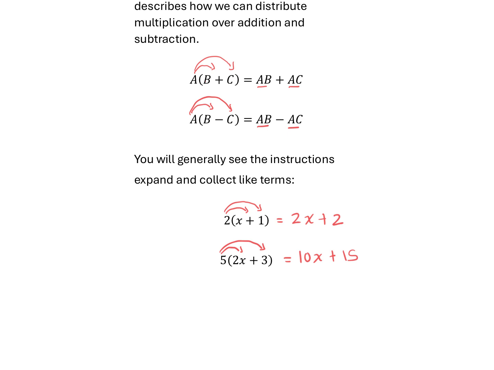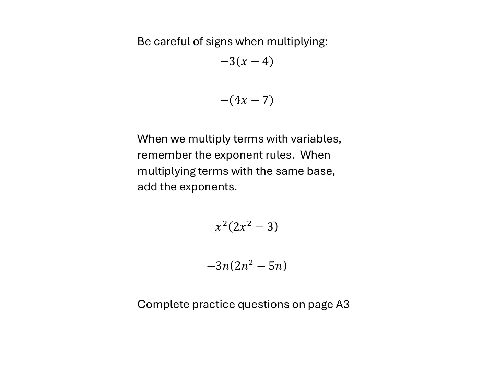So this process is called expanding. And expanding means to multiply. Then after that, we look to see if we can collect like terms. Well, in all these questions that we've done so far, there aren't any. 2x and 2 are not like terms.